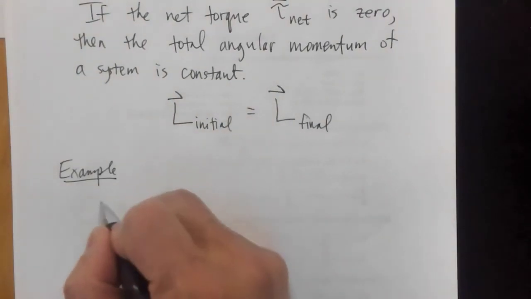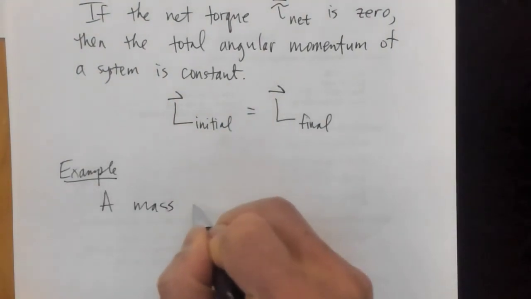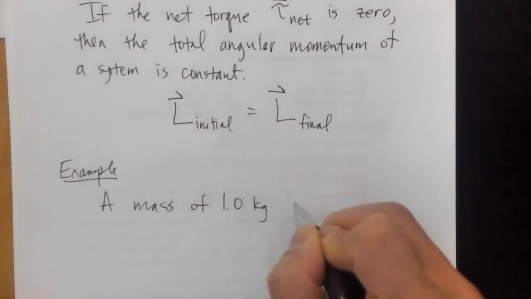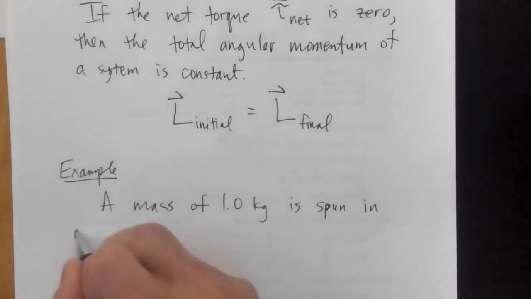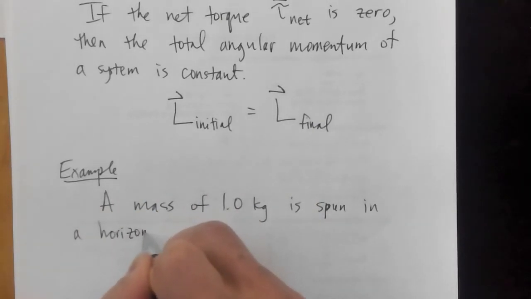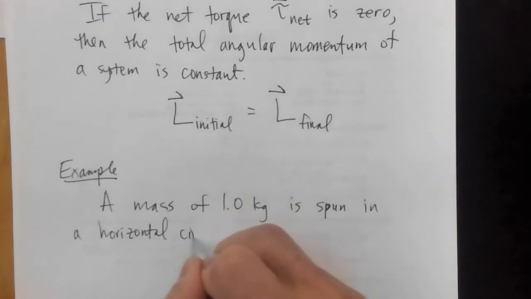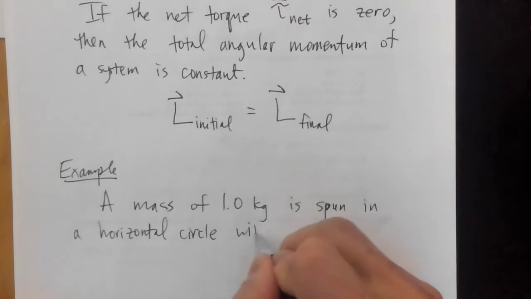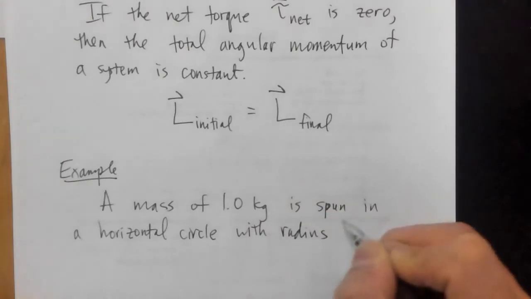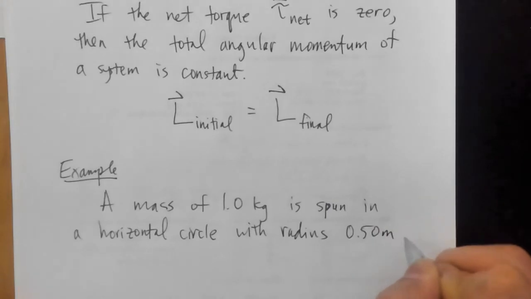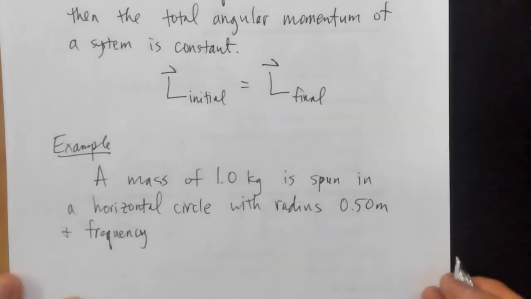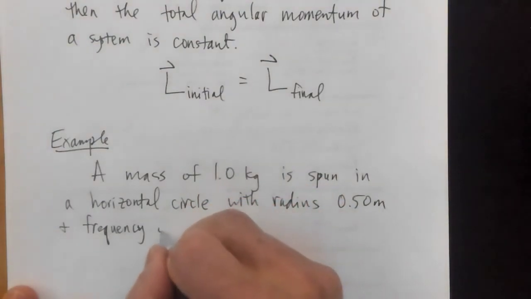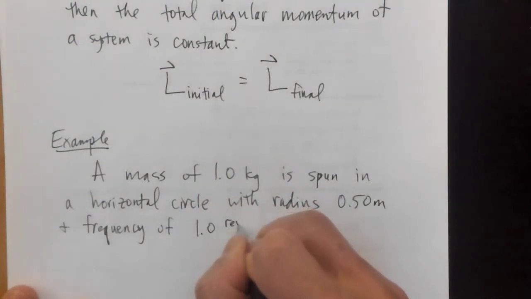Okay, I can do this in 3 minutes. Let's say we have a mass of 1.0 kilograms spun in a horizontal circle with radius 0.5 meters and frequency. So remember, frequency is number of cycles, or circles, per second. Frequency of 1 revolution per second.